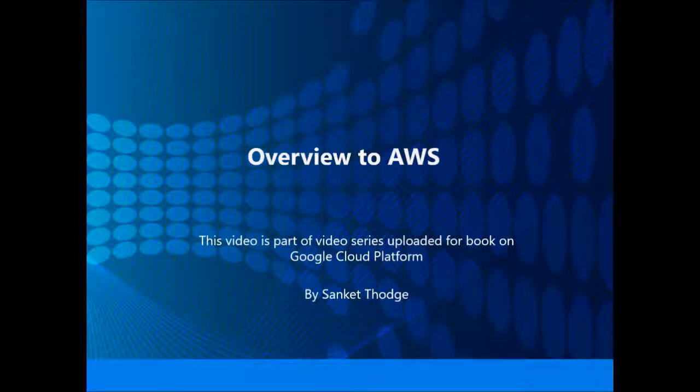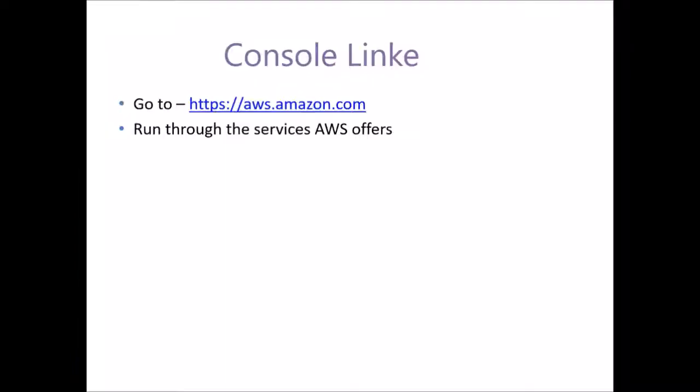So the next topic that we are going to discuss is an overview of AWS. This is chapter number 9, which is the appendix. To give the overview of AWS, first of all we have to go to this link, aws.amazon.com. So let's go to that link.